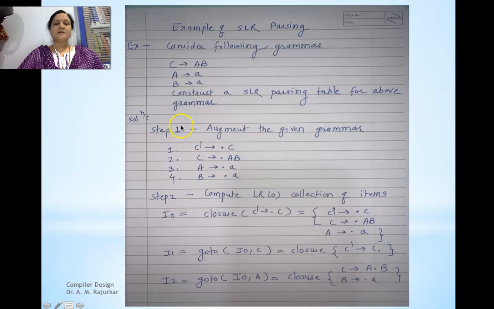So we know that the first step of SLR parsing is to augment the given grammar. Now, what do we mean by augmentation of the given grammar? Augmentation means we are adding one production, that is C dash tends to dot C, to the original grammar. So the original grammar had three productions. Now, by adding C dash tends to dot C, the grammar becomes four productions.